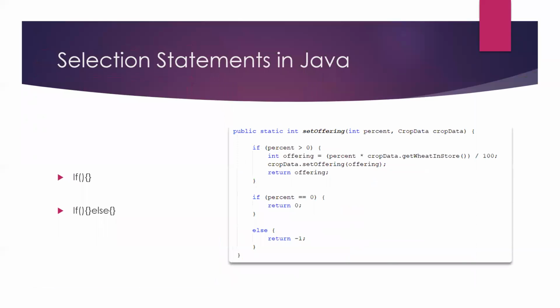So our next slide here is about the selection statements in Java. There are 3 types of selection statements. The if statement either performs or selects an action if a condition is true, or skips it if the condition is false. As you can see here, we've got an example of that.